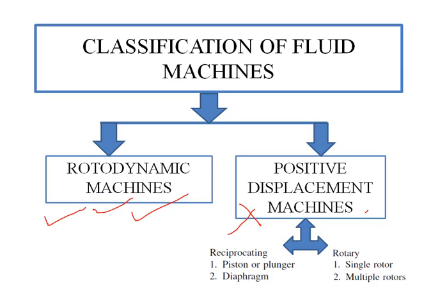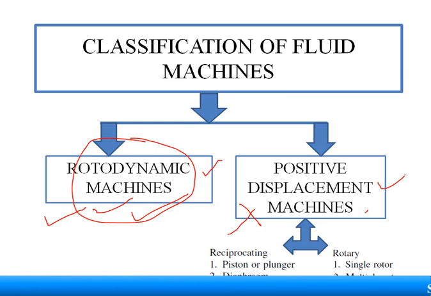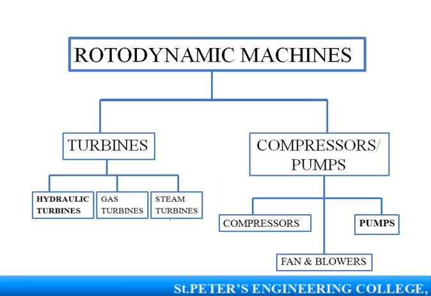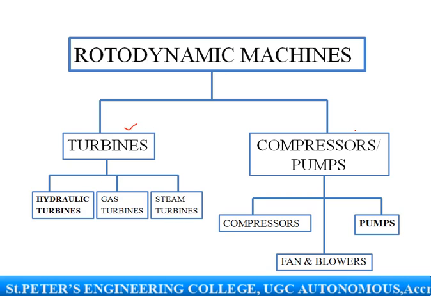This course is related to rotodynamic machines, but actually the classification of fluid machines is rotodynamic machines and positive displacement machines. First, we'll see the classification of rotodynamic machines. The first is turbines and the second is pumps, compressors, fans and blowers.